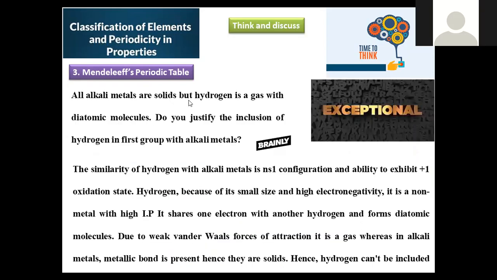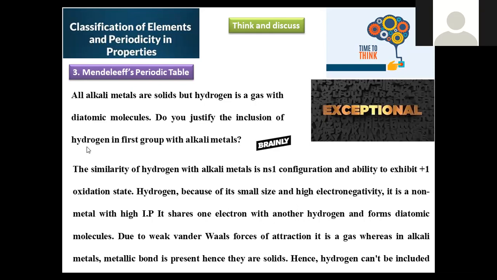Now, all alkali metals are solids, but hydrogen is a gas. This is a kind of exceptional condition, you can say. Again, it is a think and discuss type of question. So in the entire periodic table, hydrogen is unique. Why can we say so? It has atomic number 1, atomic mass is also 1, that is a unique one. And there is a contradictory placement of hydrogen in the S block or P block, so two resemblances will be there. How can we explain its position in the periodic table? All alkali metals are solids, but hydrogen is a gas with a diatomic molecule.